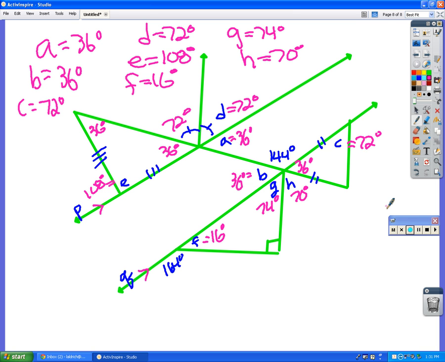You say that the angle is 144 and vertical, or does that not work here? You could, yeah, because if you consider this together all one angle. So once you know that that's 74, you can go 144 minus 74 and get 70. Yep.